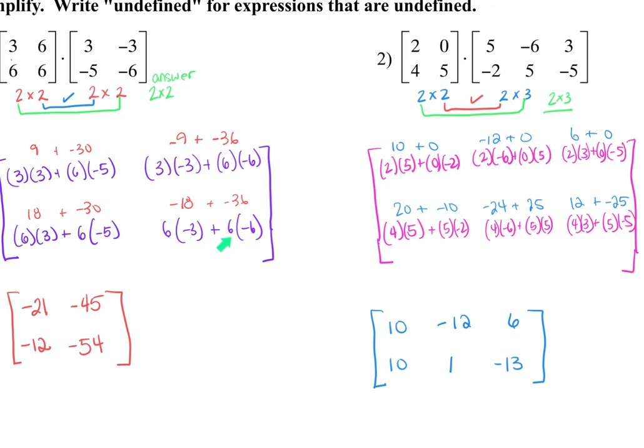All right? Then I just did your basic algebra, your basic addition and subtraction, right? Order of operations. 3 times 3 is 9, 6 times negative 5 is negative 30. So 9 plus negative 30 is negative 21. 3 times negative 3 is negative 9, 6 times negative 6 is negative 36. Add those, negative 45. 6 times 3 is 18, 6 times negative 5 is negative 30. Add them, negative 12. Negative 18, negative 36, negative 54.